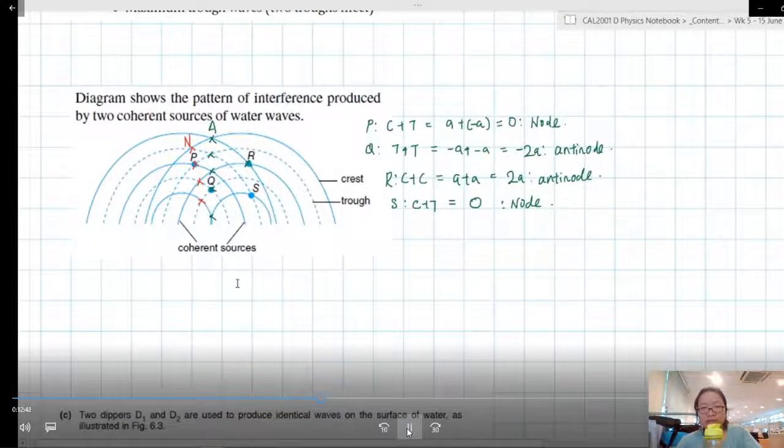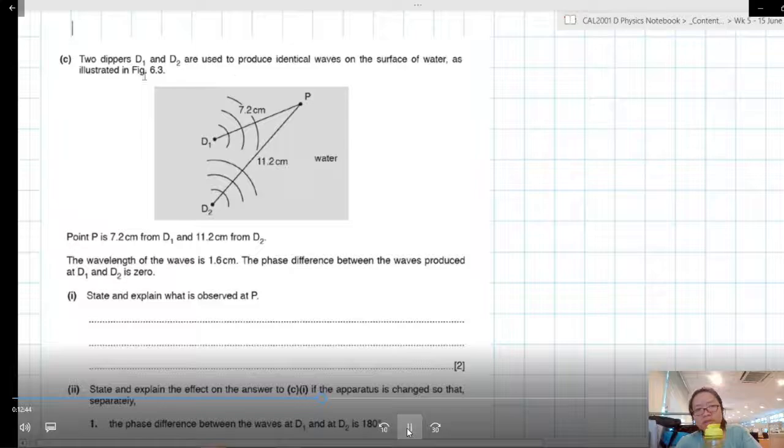So you kind of get that pattern. This is an example of a question they can ask you in CIE. The first one, very rare, maybe objective. You have two dippers and we can produce identical waves on the water surface.